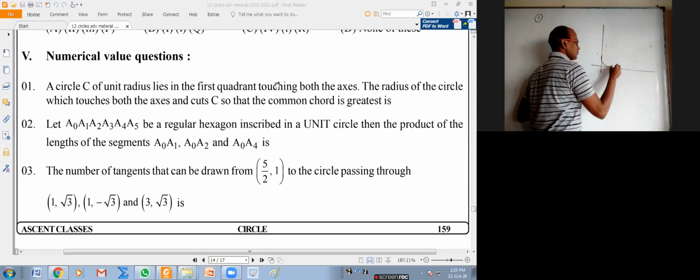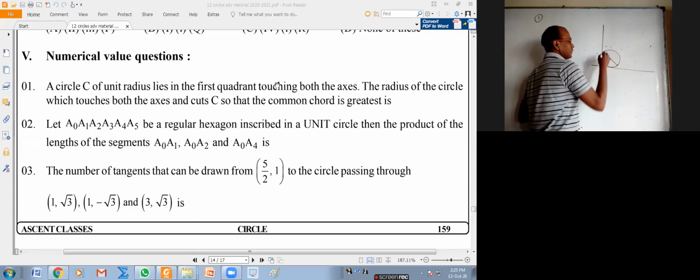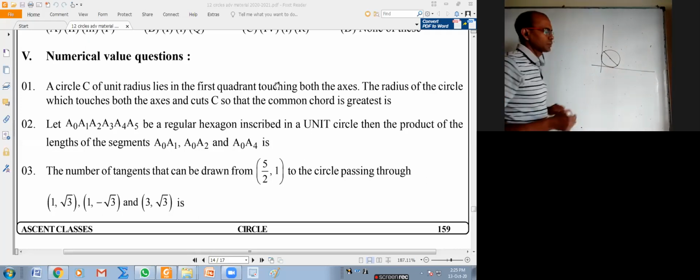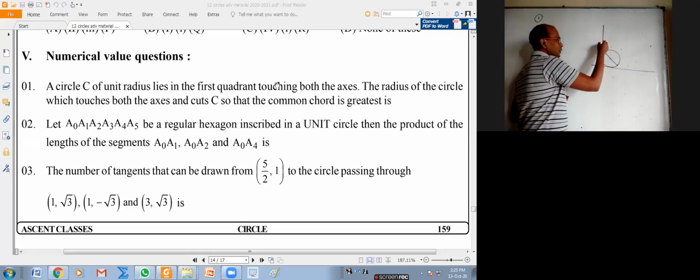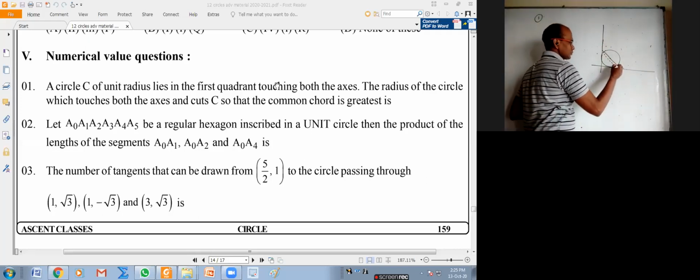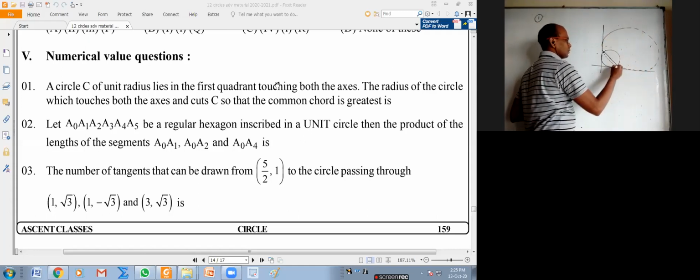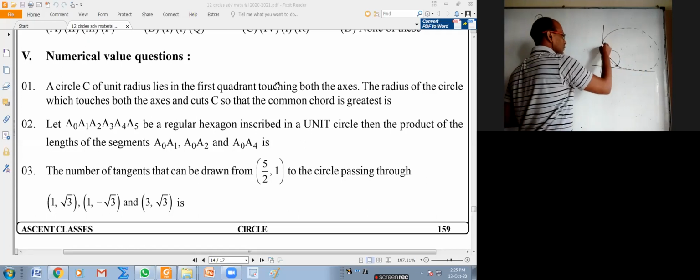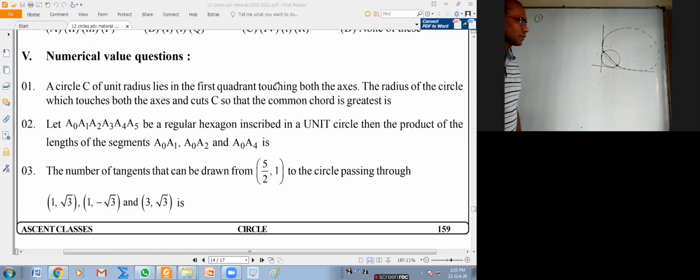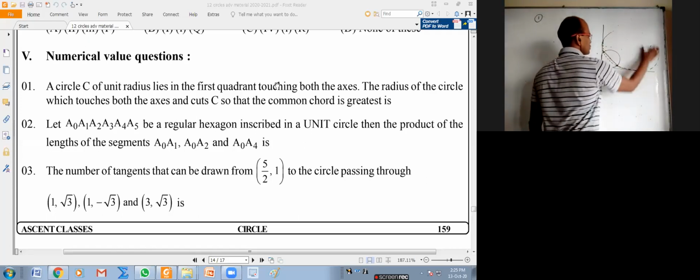So this is a circle of radius 1. This is a diameter. That can be the maximum possible length of the common chord. The other circle is like this, where the common chord is greatest. It is as good as bisecting the circumference, or you can do it from the figure also.